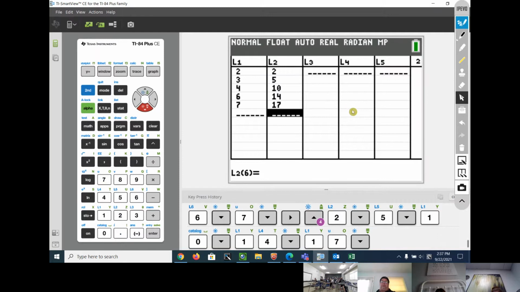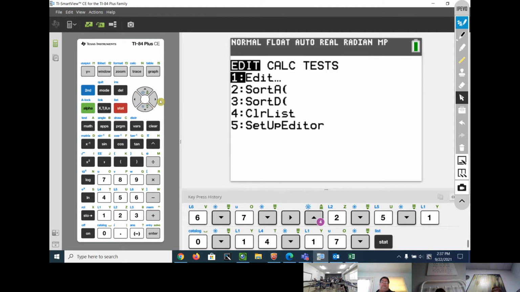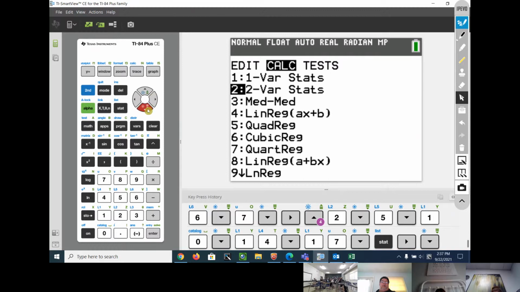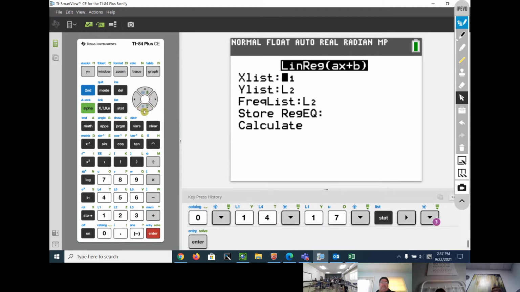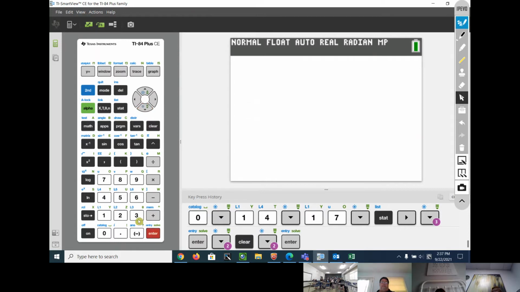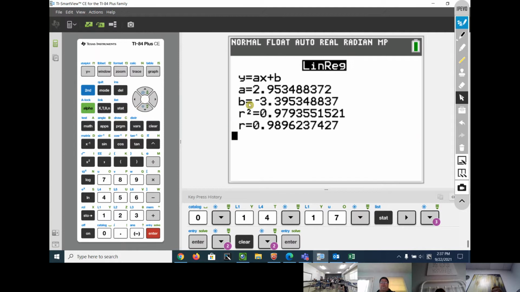Now, you can actually go and do your stat, calculate, linear regression, take off the frequency list. I don't know why they have that in there. Take that off and calculate. And there is the linear regression and the R value.